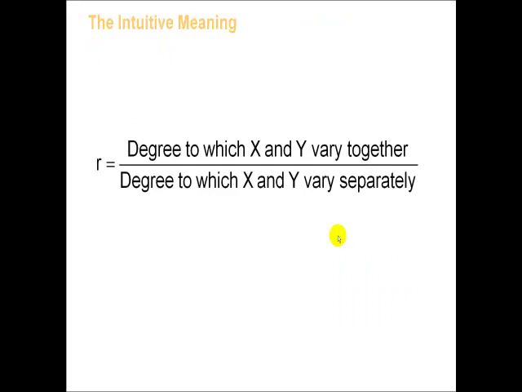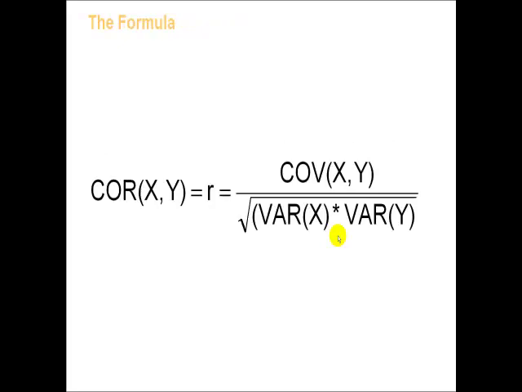Now, once you put all of them together, which I'm going to show you on another slide, they basically have a fairly intuitive meaning. It's the degree to which x and y vary together, meaning as x and y change in a together kind of way, divided by the degree to which they vary separately. So we mathematically are assessing the togetherness and the separateness to come up with a score, which is R.